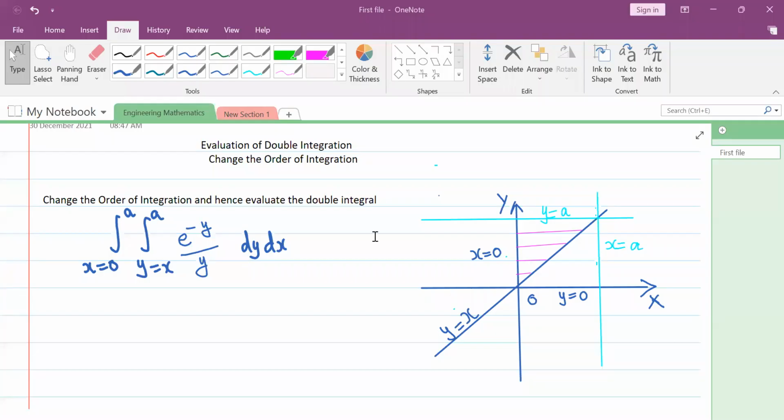Hi students, in today's video, we are going to see how to evaluate the double integral, that too, by using changing the order of integration. So what is the meaning of changing the order of integration?